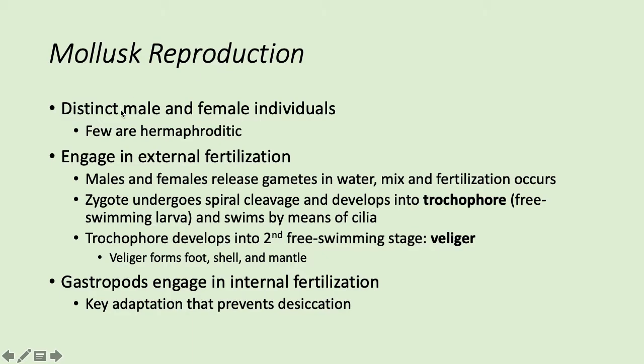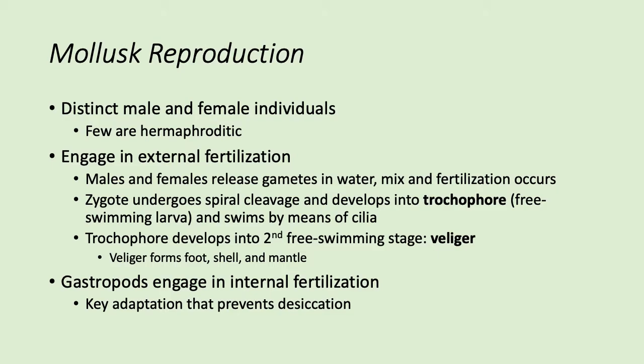Okay, reproduction. There are distinct male and female individuals. There are a few species that are hermaphroditic, but not a lot of them. They engage in external fertilization. So both males and females will release their sex cells into the water. They'll mix and fertilization will occur. And then that zygote will undergo spiral cleavage, because we are still within the Spiralia umbrella here, and develop into a structure called a trochophore. This free-swimming larva, that's a repeat vocab term from a previous slide, swims by the use of cilia.